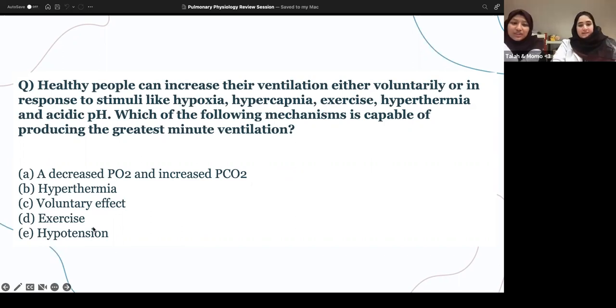All of this will lead to an increase in ventilation. And for whoever doesn't know, greatest minute ventilation just means the rate. Ventilation rate is made up of ventilation, the amount, times the frequency, how fast you breathe in. Overall, just know that voluntary effect is the greatest effector of this rate. I know all of this can cause it, but not as strongly as when you voluntarily do it. And also, that's what Dr. Shah said.